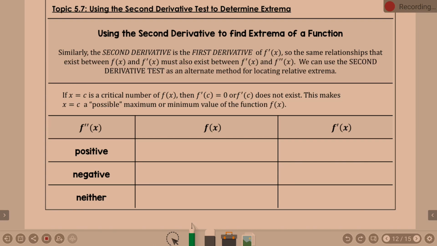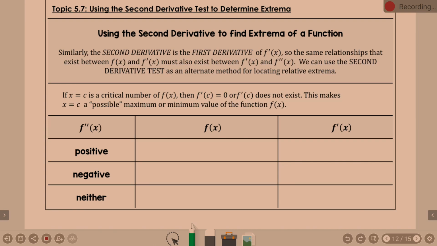Okay, so talking about the second derivative test here a little bit. Second derivative, remember, is the first derivative of f prime. So the same relationships that exist between f and f prime exist between f prime and f double prime. We can use the second derivative test as an alternative method for finding extrema, for finding mins and maxes. So generally we think of second derivative concavity, first derivative mins and maxes. However, there is a way we can use second derivative to find mins and maxes.